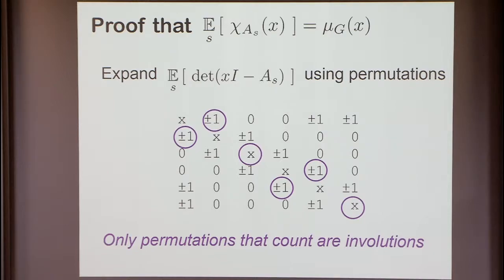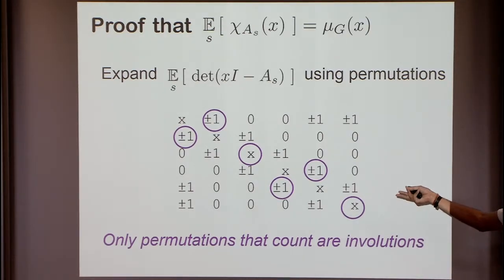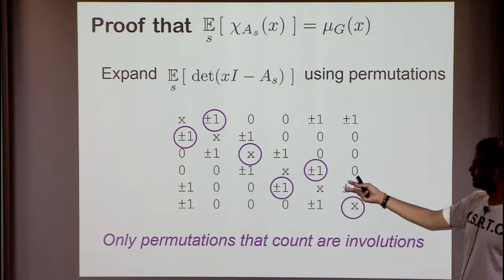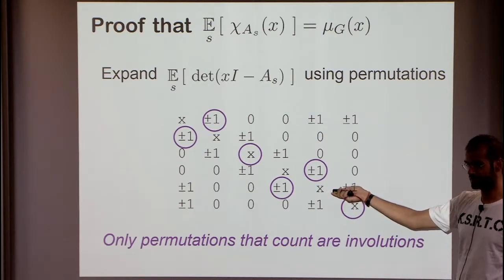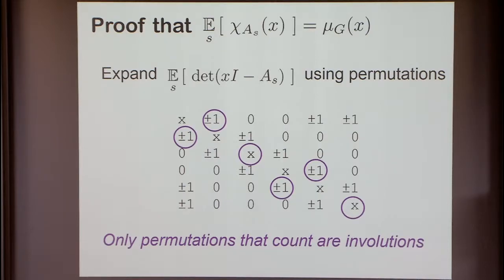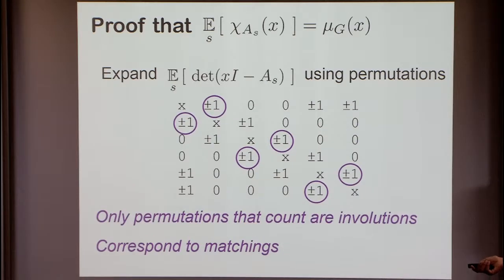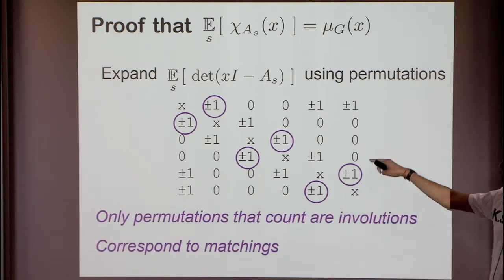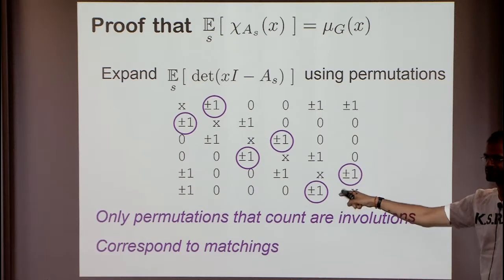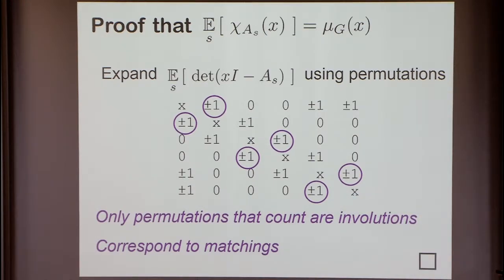So the only terms that survive consist of terms on the diagonal and both entries for particular edges. But these just correspond to swaps if you're thinking about permutations. So the only permutations that are non-zero are these involutions, and these are just matchings. These are literally just matchings in the graph. And well, you can calculate. You see that if you compute the expectation of a term like this, you get a square of this, which is 1. So it just counts the number of matchings. That's the proof. You just expand in permutations.